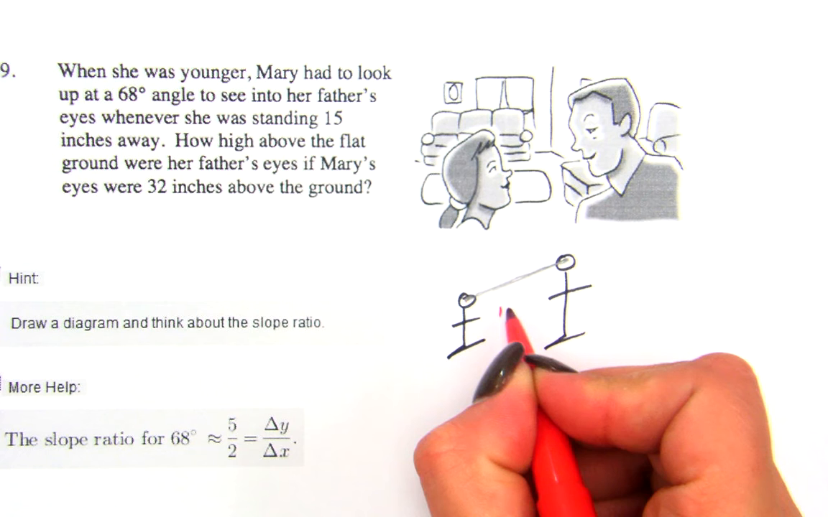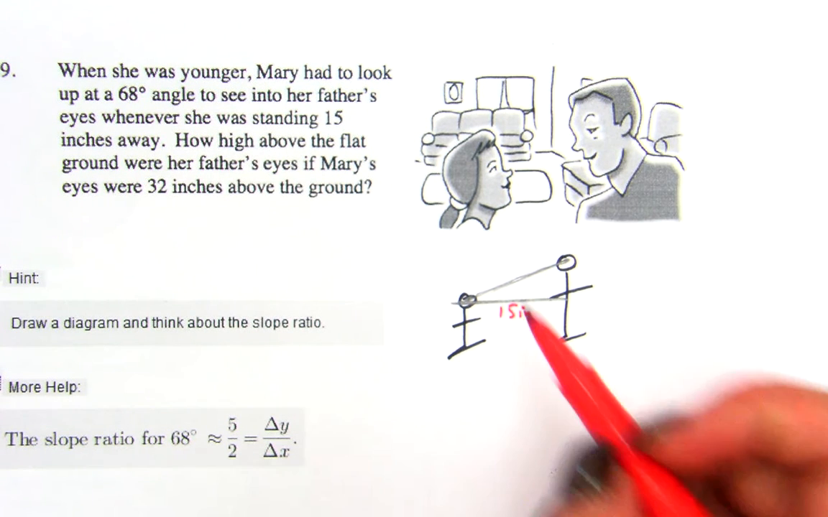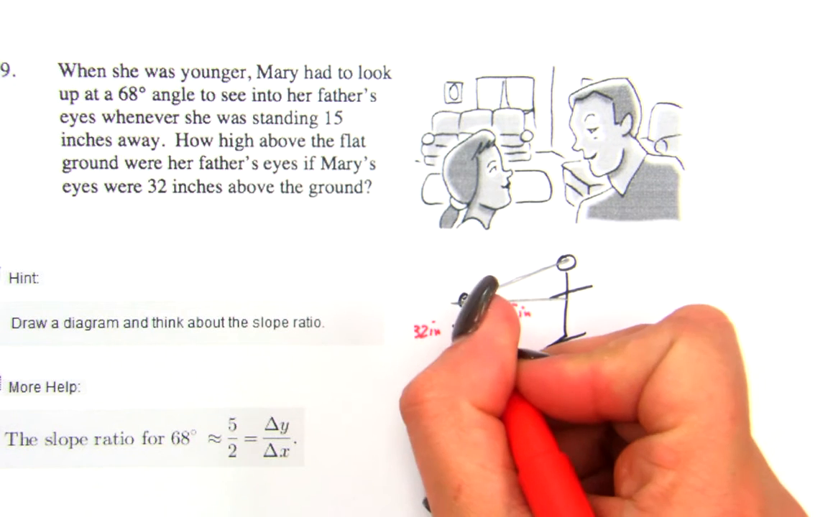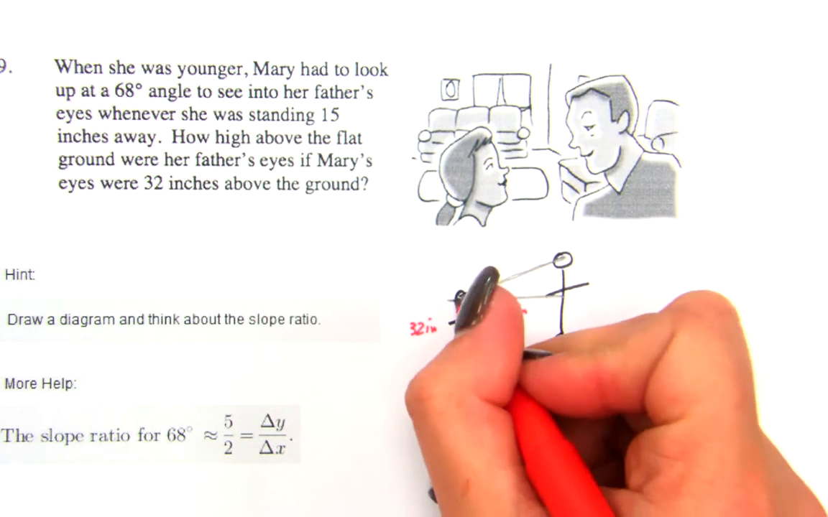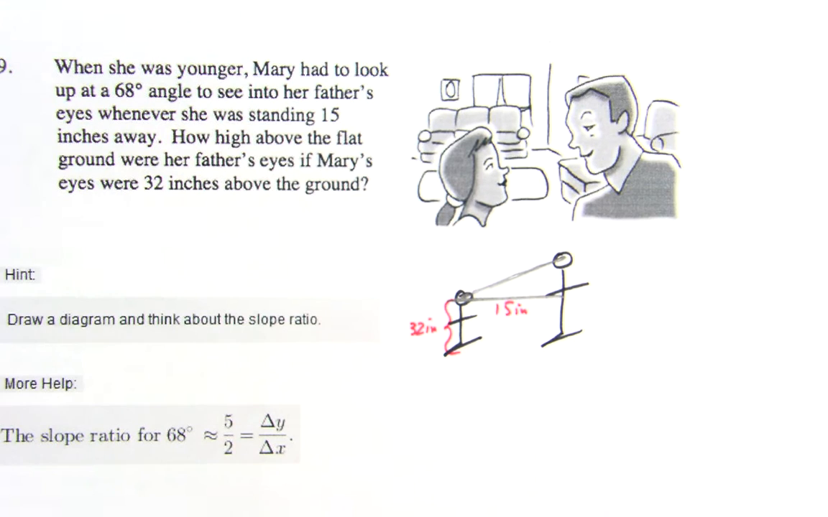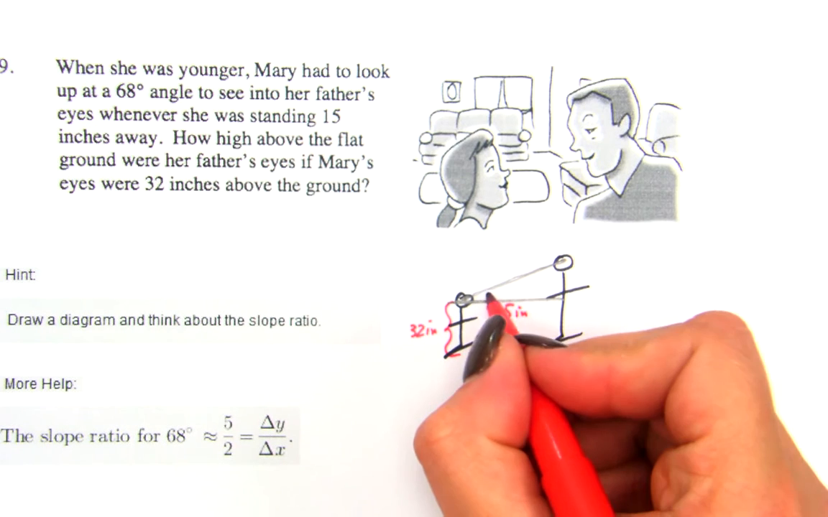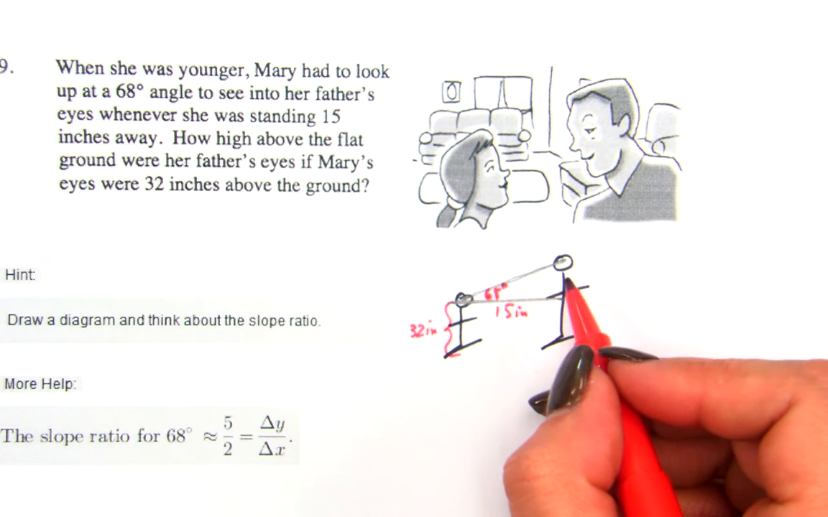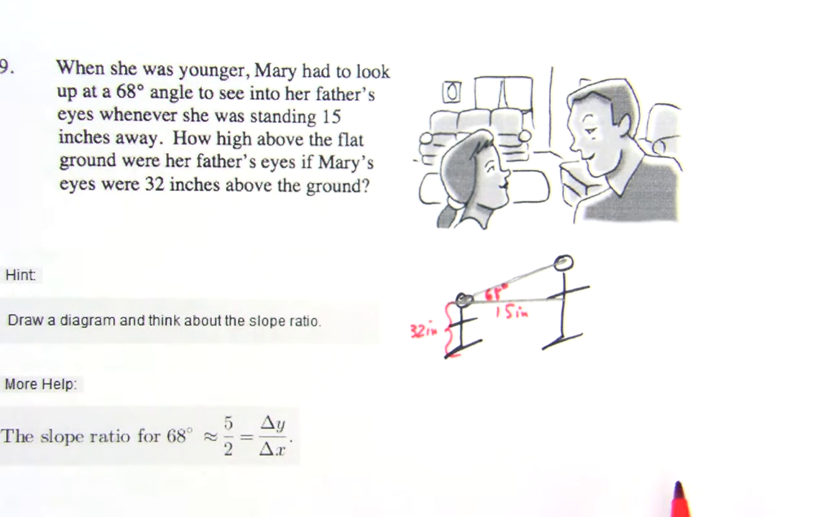Okay, so she's standing 15 inches away from her dad. And then she's also 32 inches above the ground. So remember when we went outside to actually look at the gym, right? So she's 32 inches tall, I mean, up to her eyes. And the bigger question is, she's looking up at 68 degrees. How high above the flat ground were her father's eyes if Mary's eyes were 32 inches above the ground?